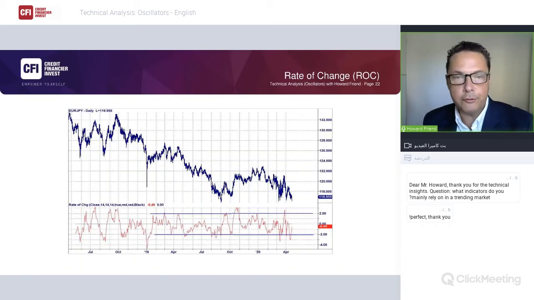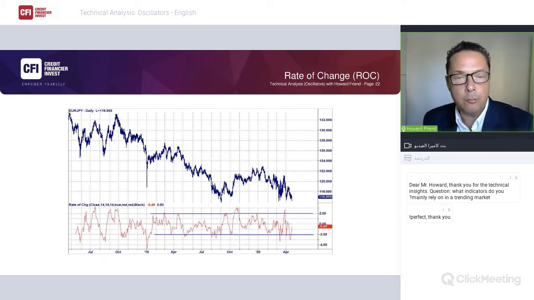So a few examples of rate of change. First one is a daily chart of euro yen. For the most part, trending lower, although with very big counter trend swings, which means that we can use oscillators to give us potential buy and sell signals, even though we're in a kind of a downtrend.